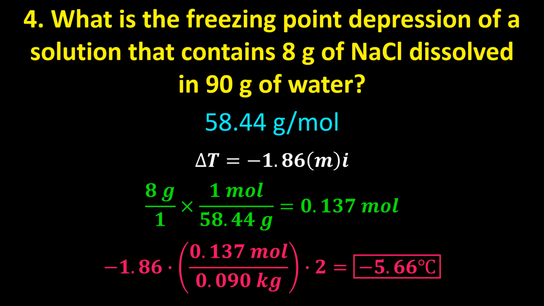The bottom of the molality fraction is in kilograms, so we have to move the decimal place over 3 times to find that 90 grams of water is 0.090 kilograms. And when we plug all this in, we find the new freezing point of the 8 grams of sodium chloride and 90 grams of water is negative 5.66 degrees Celsius.